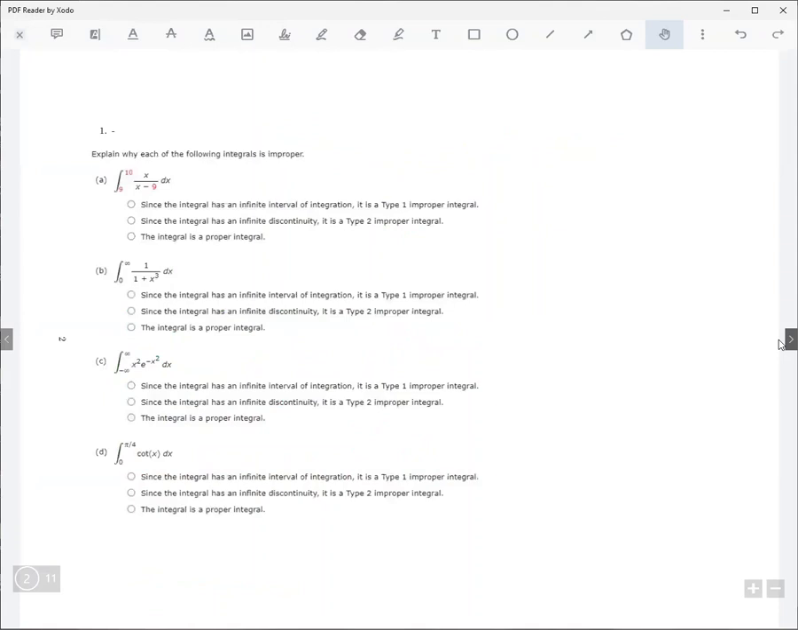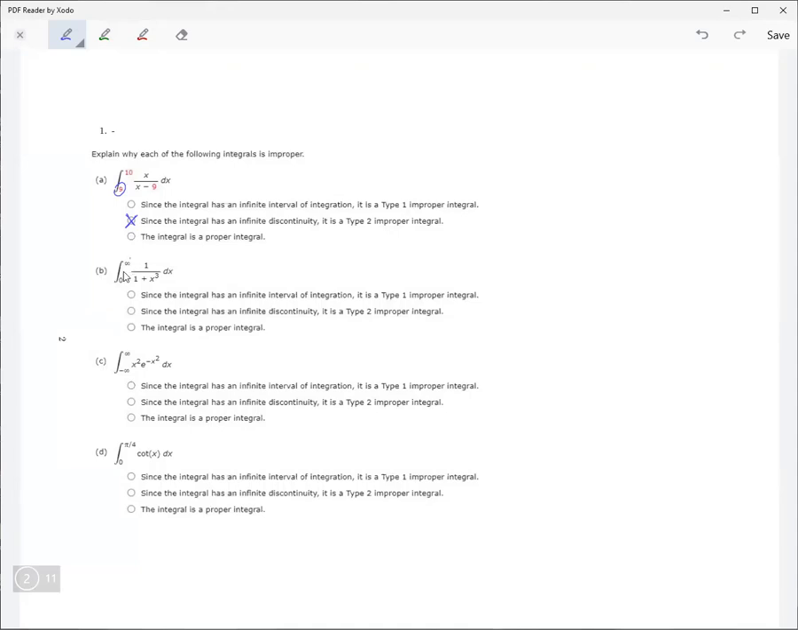So let's look at number 1. Explain why each of the following integrals is improper. This one's improper because you've got this 9 here, and when you plug the 9 in, you get a 0 in the denominator. So that is a type 2. It has an infinite discontinuity. It's not continuous on the interval.